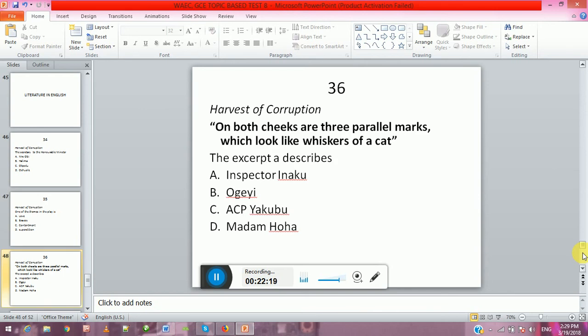Harvest of Corruption. On both cheeks are 3 parallel marks, which look like whiskers of a cat. The excerpt above describes A, Inspector Enaku, B, Ogeyi, C, ACP Yakubu, D, Madam Hoha.